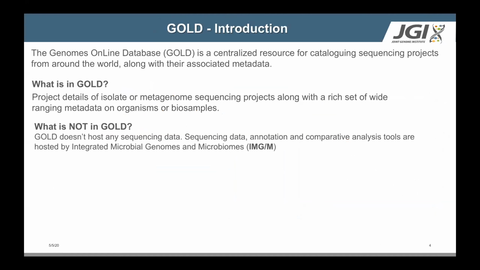So what is GOLD? The Genomes Online Database is a centralized resource for cataloging sequencing projects from around the world along with their metadata. So what is in GOLD is basically what I just described. We host a list of genome and metagenome projects along with the list of metadata. What is not in GOLD? GOLD doesn't host any sequencing data. Sequencing data, their annotations and comparative analysis tools are hosted in the IMG system.